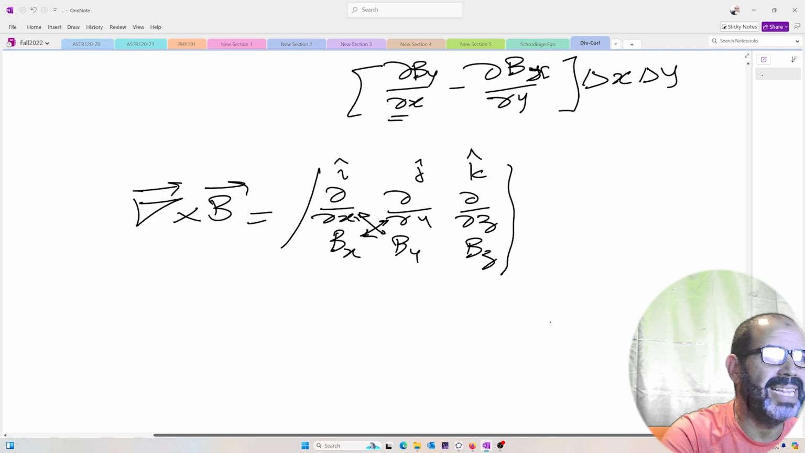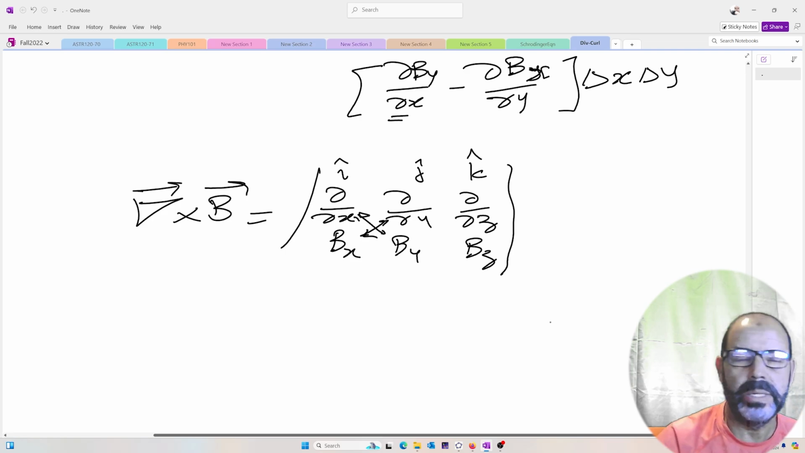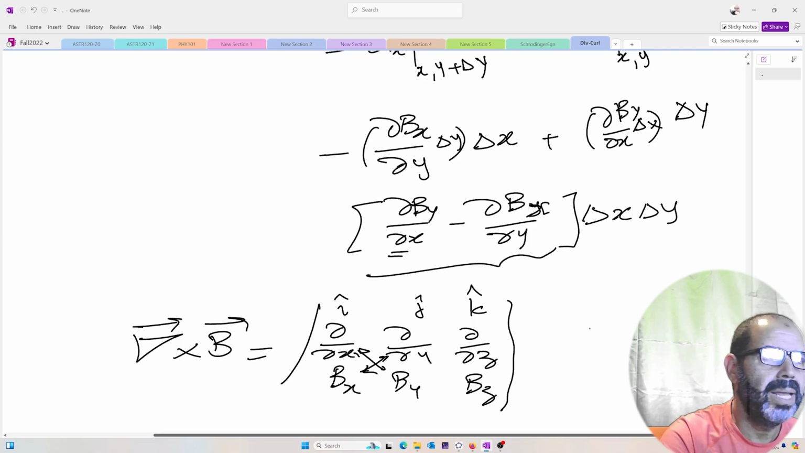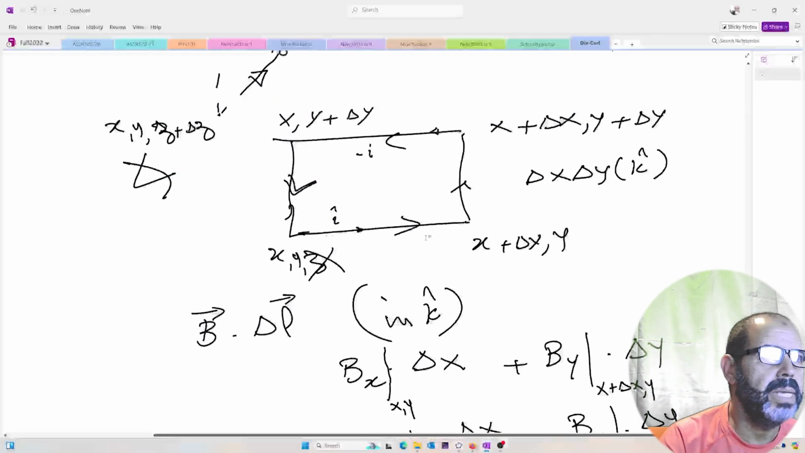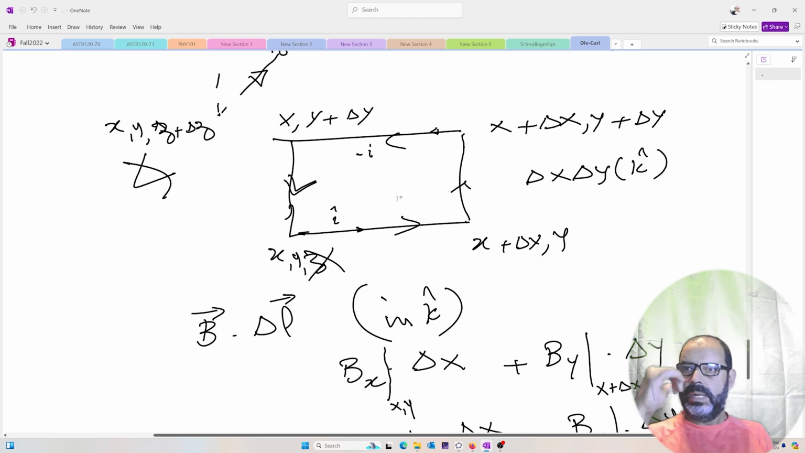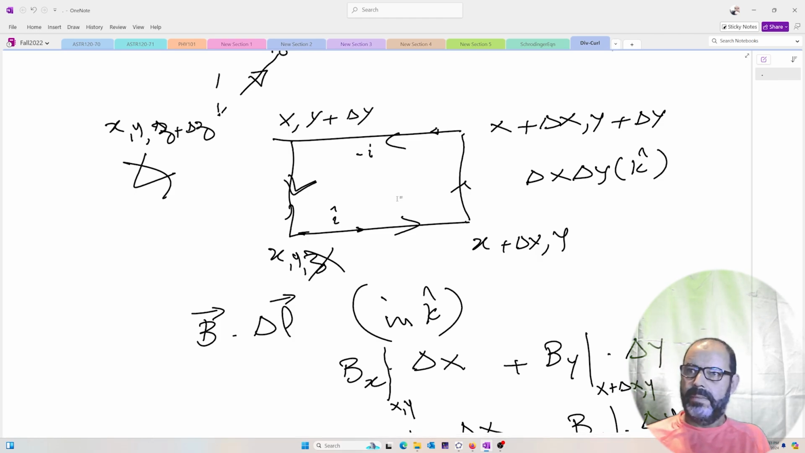So we're looking at the kth component of this curl product. So this is the kth component. And so is this area too. It's the kth component of the area. So this area in here is actually pointing in the k direction. Okay, it's coming out of the screen. So that's the size of the area, okay?